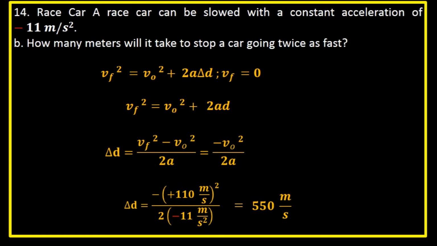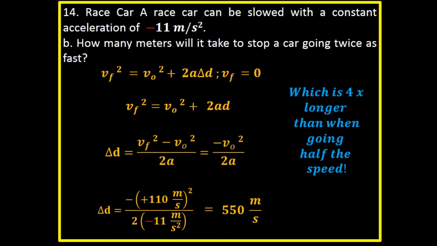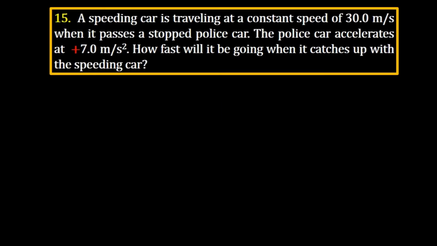Now, what was 4 times 137.5? It was 550. 550 is 4 times longer than when going half the speed. That's the problem. That's what we were doing. You double the velocity, you quadruple the stopping distance. Next time you want to tailgate somebody on the road, think twice.